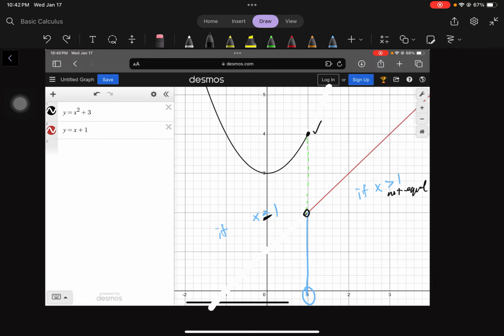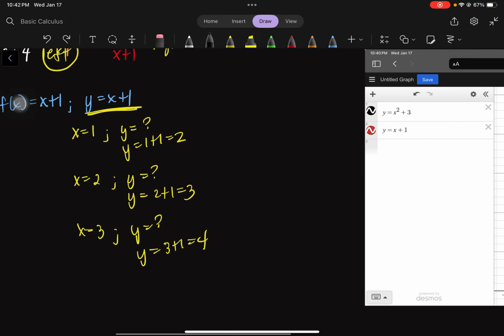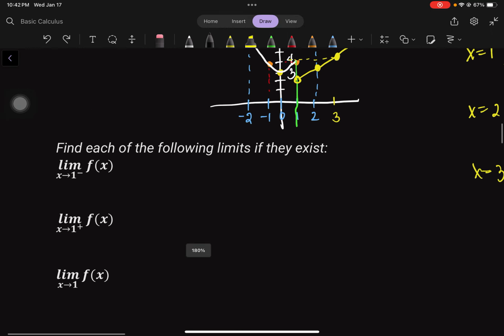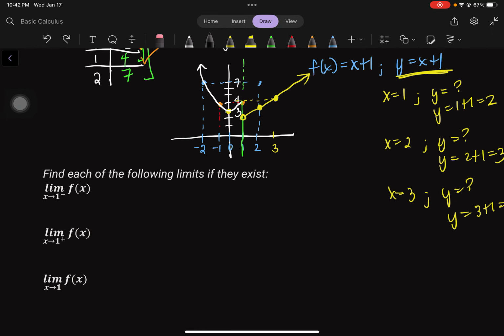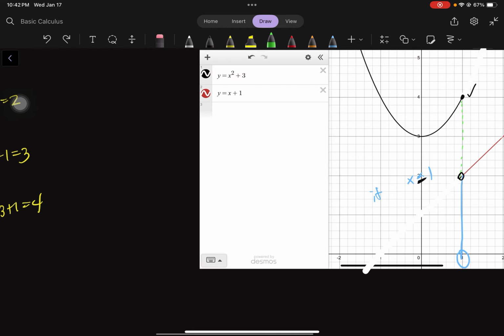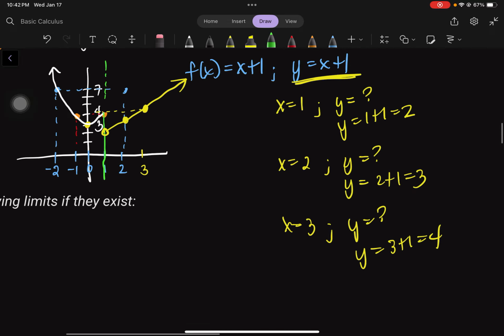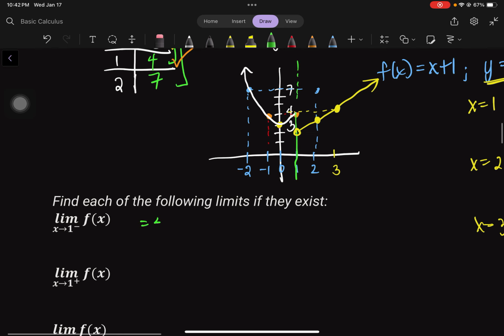Nakabilog lang siya. Okay. So based on our graph, find the following limit if they exist. Yung limit daw ng function natin from left ng 1. Saan ba papunta ang left ng 1? Mas maganda kung tingnan natin dito. Left ng 1 papunta kay 4. Therefore, ang sagot natin dito ay equal kay 4.